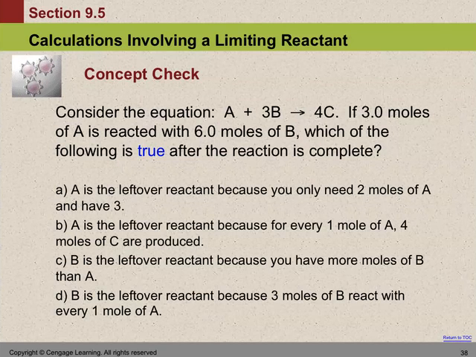A is the leftover reactant because you only need 2 moles of A and have 3. A is a leftover reactant because for every 1 mole of A, 4 moles of C are produced. Or is it B is the leftover reactant because you have more moles of B than A? B is the leftover reactant because 3 moles of B react with every mole of A.